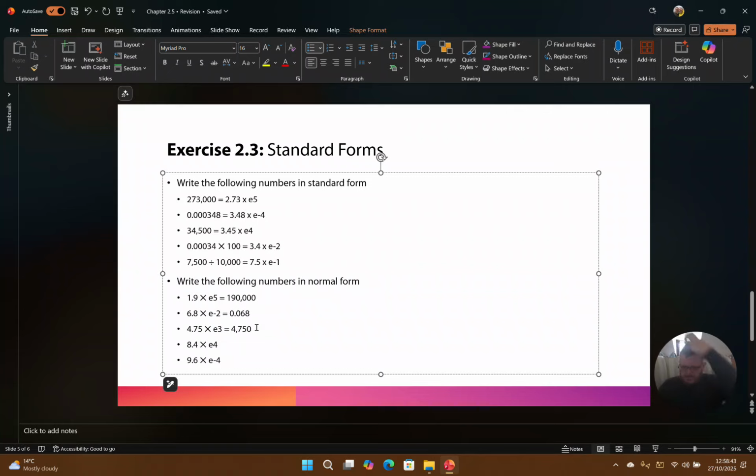And the next one. We have 8.4 times E4. So we've got 1, 2, 3, 4. Hopefully that would be the correct answer as well. It is.